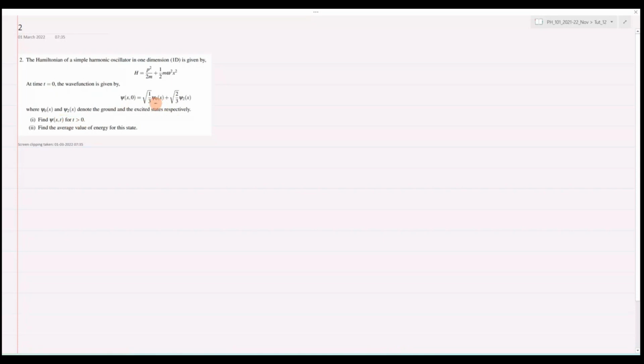So do you guys know these are stationary states, right? Psi 0 x and psi 2 x are stationary states. And if some stationary state is there, it will always evolve as per this equation: psi 0 at t equal to 0, e to the power minus i E0 t by h cross, where E0 is the energy of that stationary state. So this is how a stationary state evolves with time.